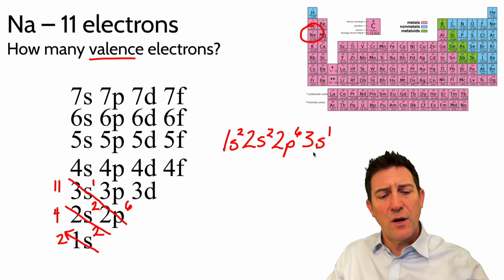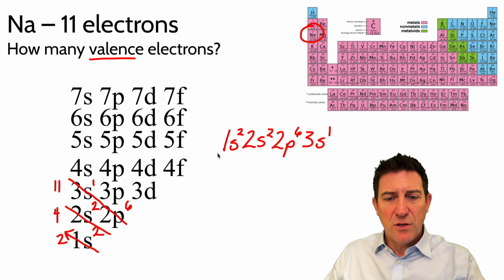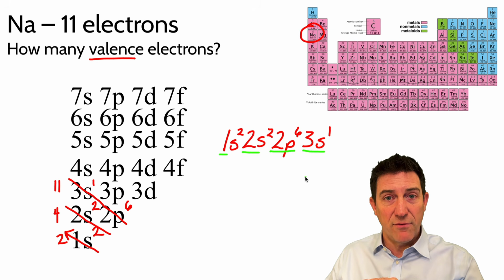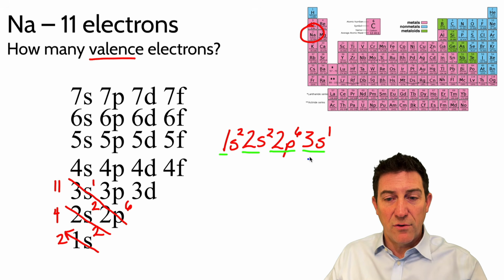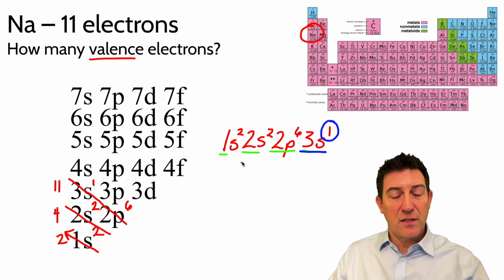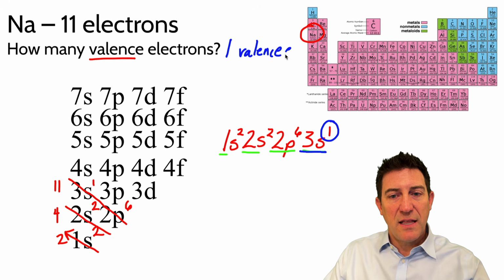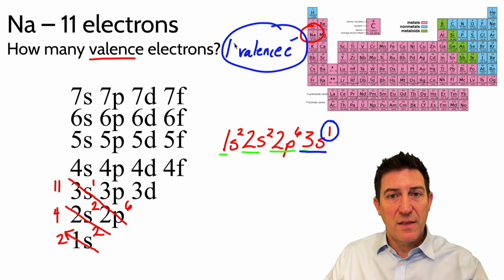Okay, now if I go back to the definition of valence electrons and how I determine them from this, what I'm looking for is the highest energy level. So I have electrons in the first energy level, the second energy level, and the third energy level. Well, my highest energy level is the third energy level right here. And how many electrons are living there? 1. So how many valence electrons does sodium have? It has 1 valence electron. That's how we determine it, using electron configuration.